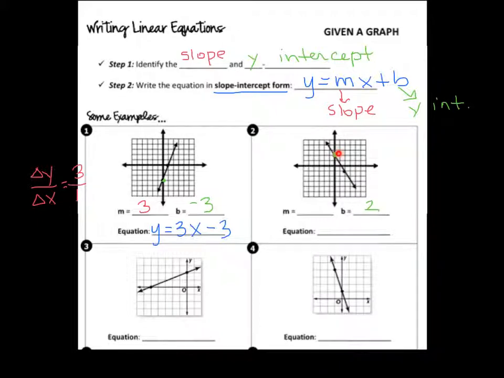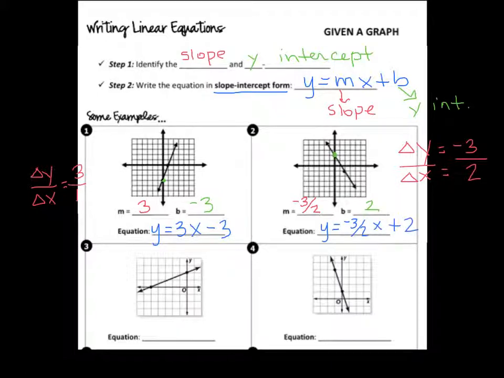If I start on that point, I have to go down 1, 2, 3, so down 3, over 2, to get back on the point. So my change in y was -3 because I went down 3, and my change in x was right 2. That makes my slope -3 over 2. Then I'm going to use that information to write my equation: y equals -3 over 2 x plus 2.